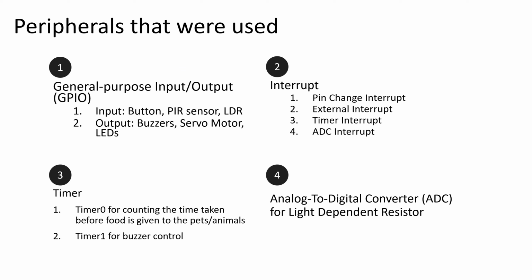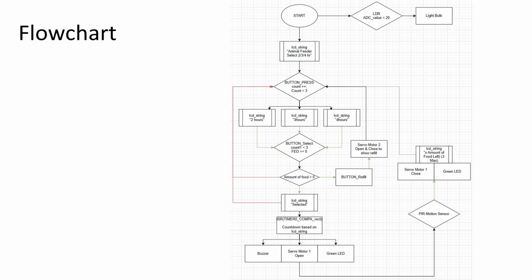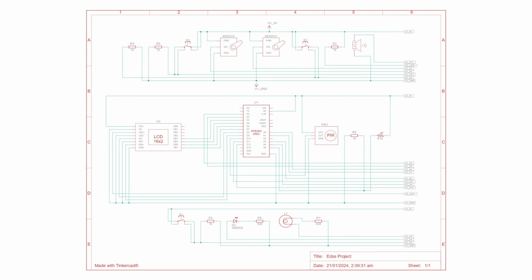So these are some of the peripherals that we used: GPIO, interrupts, timer, as well as ADC. So this is my system block diagram, which shows the main components I used in the project itself. So this is my flowchart, which shows how a user might interact with my automatic animal feeder. And this is the schematic diagram. Moving on to the Tinkercad demonstration.